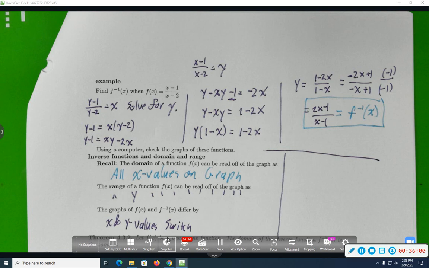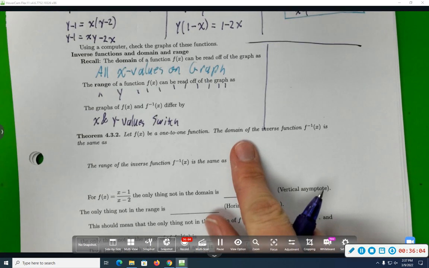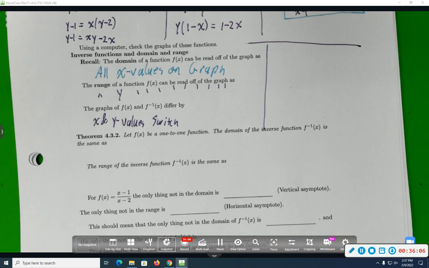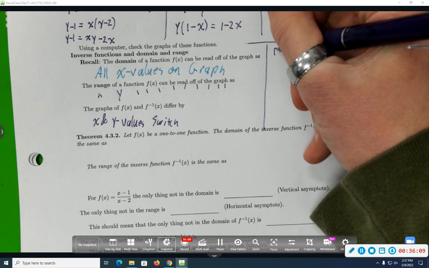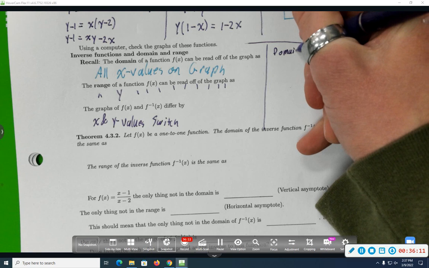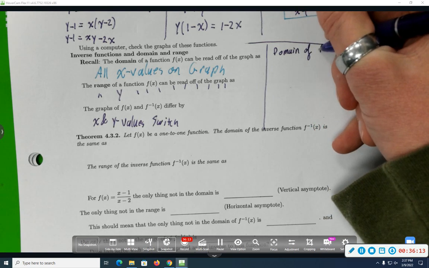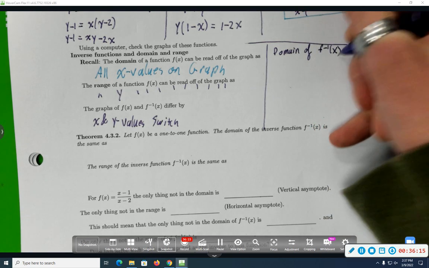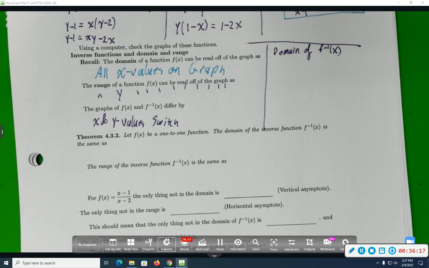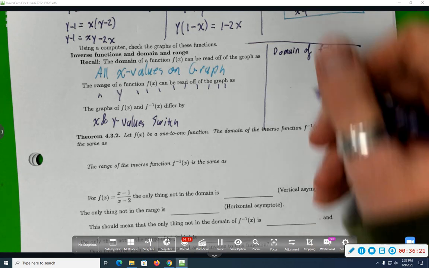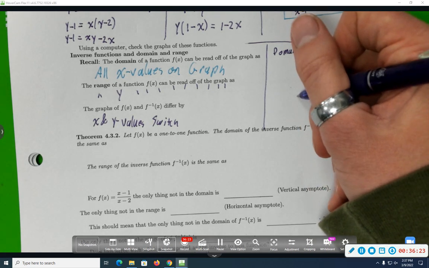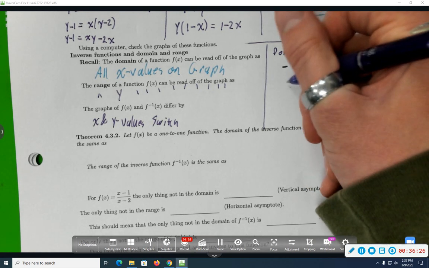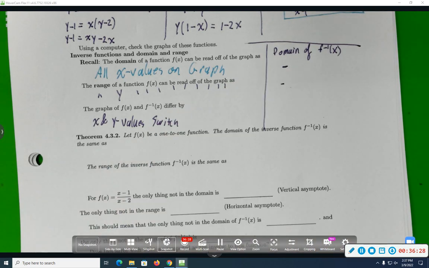So let's make a quick string of sentences in order to answer this question. What is the domain of the inverse of a function? So let's try to compute the domain of an inverse function. Would it be all the y values? Yes. So I'm going to write a few bullet points, and that's what the second bullet point is going to be.